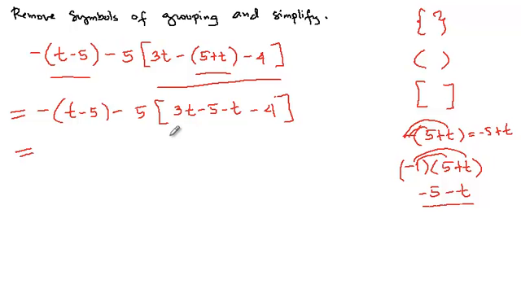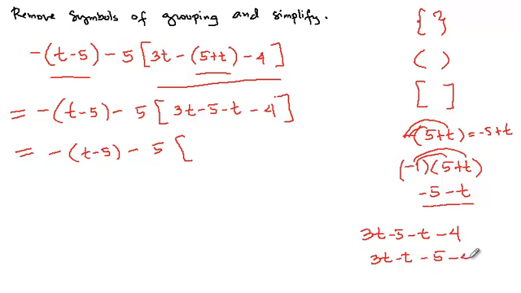And therefore the next step is to simplify what is inside. So let's just copy that. t minus 5 minus 5 times, and we simplify: 3t minus 5 minus t minus 4. So how do we simplify that? Well, we know that we can add like terms. We can re-express it as 3t minus t, right? Then minus 5 minus 4. So, 3t minus t, how many is that?